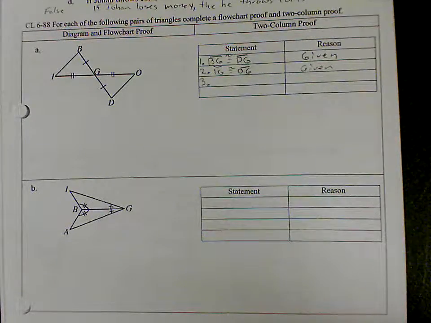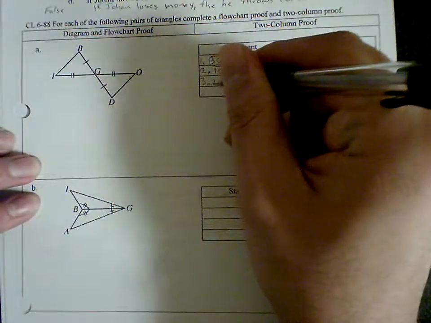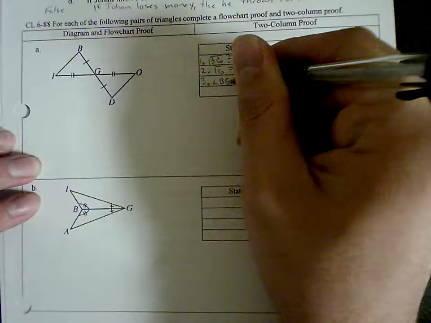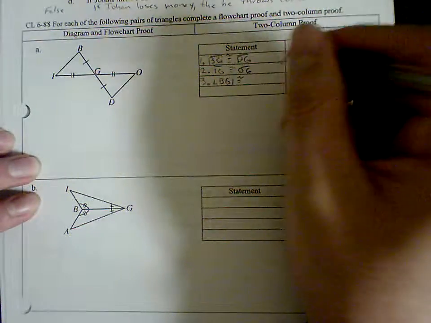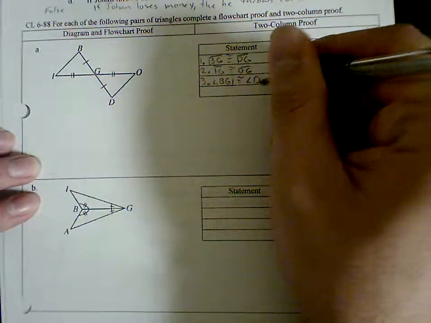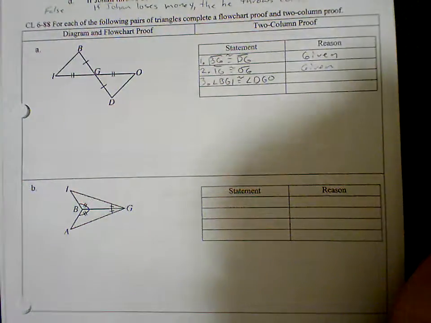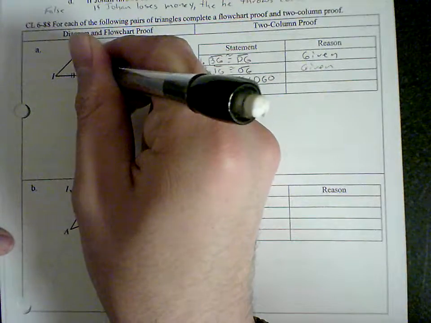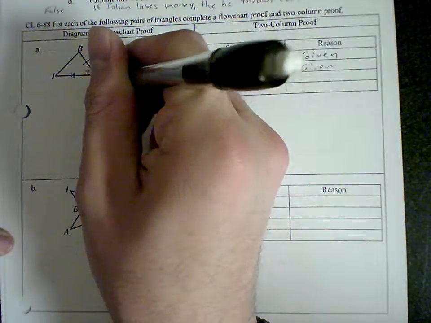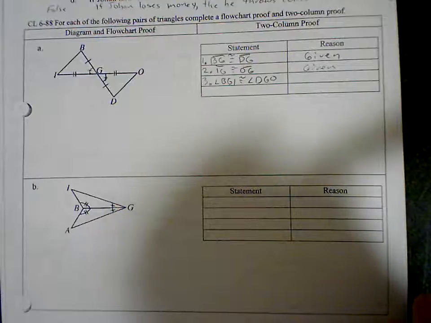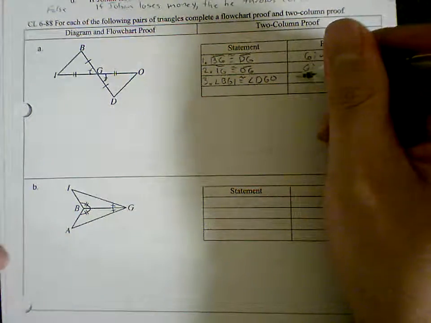And we are going to use and say that angle BGI is congruent to angle DGO. So what is the reason that this angle is congruent to this angle? It'll be vertical angles.